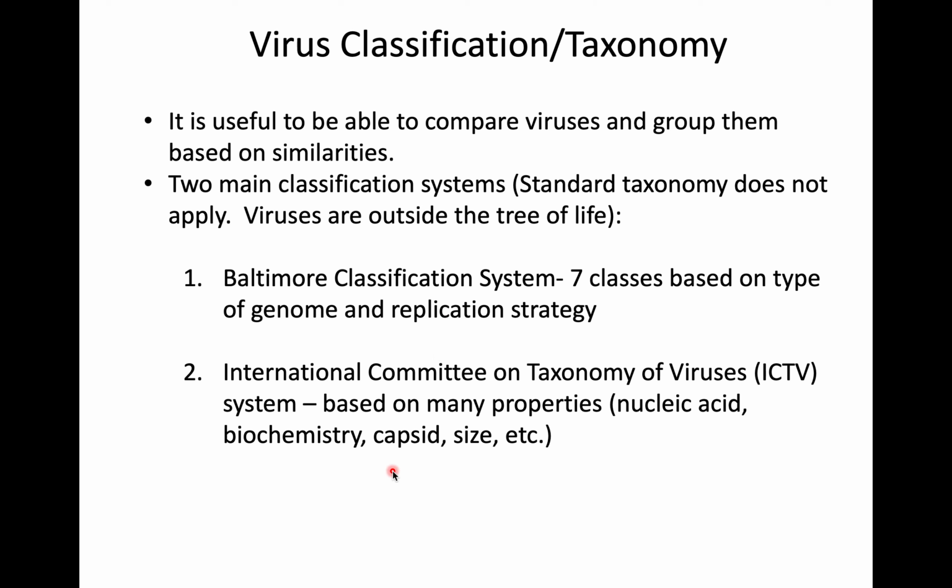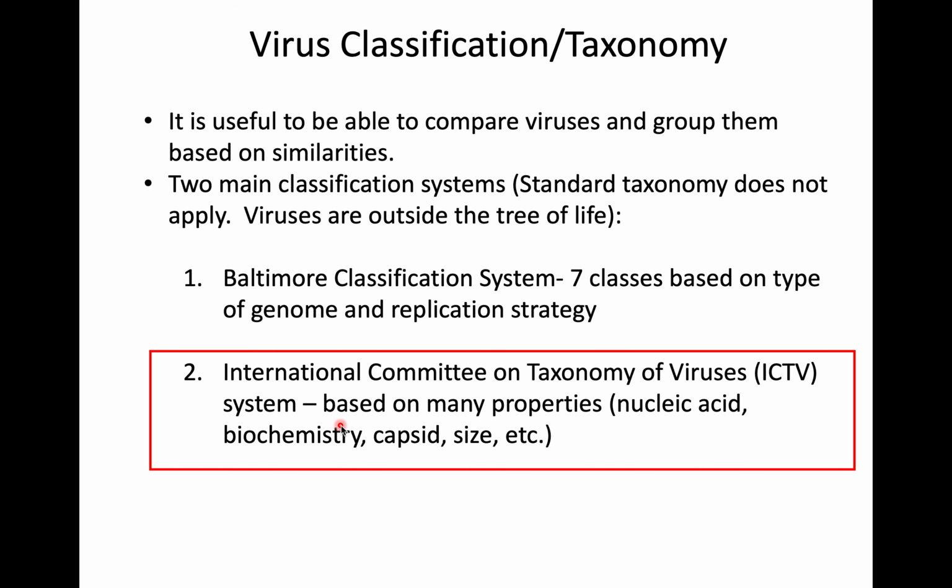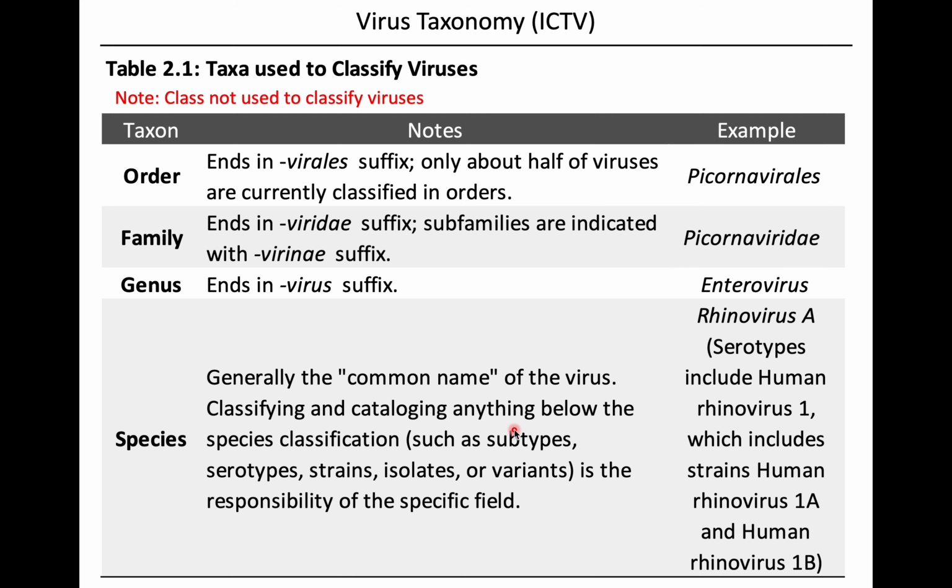But the other main system is the ICTV, which is short for the International Committee of Taxonomy of Viruses. And this is based on lots of different properties. They also look at the genome, the nucleic acid, the biochemistry, capsid, etc. So let's look at this one for now, since we're going to see the Baltimore system in chapter 4 as we go forward. So this should look somewhat familiar, right?